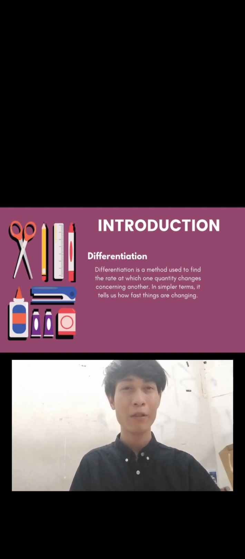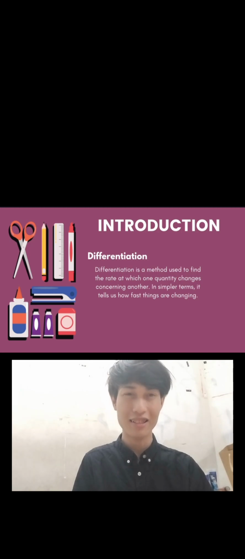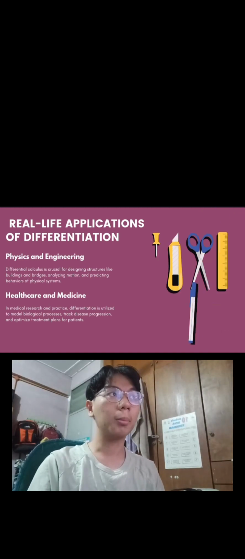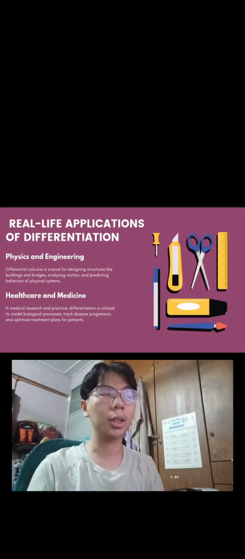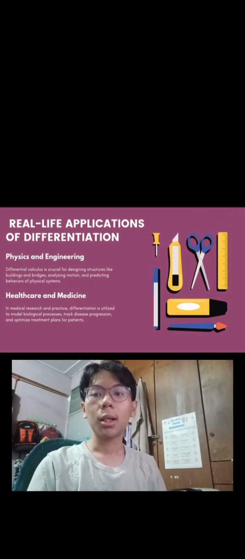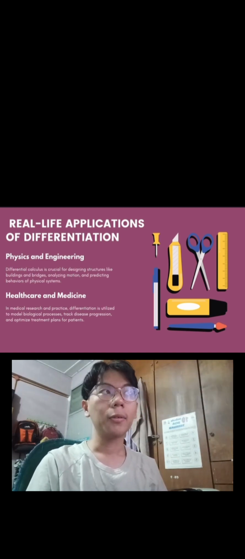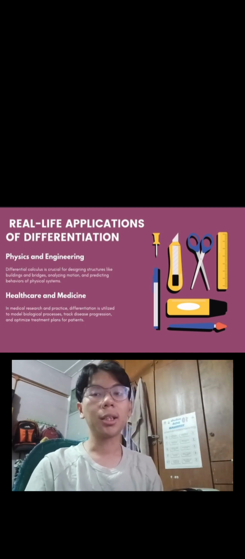Introduction. Differentiation is a method used to find the rate at which one quantity changes with respect to another. In simple terms, it tells us how fast things are changing. Today I'm going to be presenting real-life applications of differentiation, such as in physics and engineering.